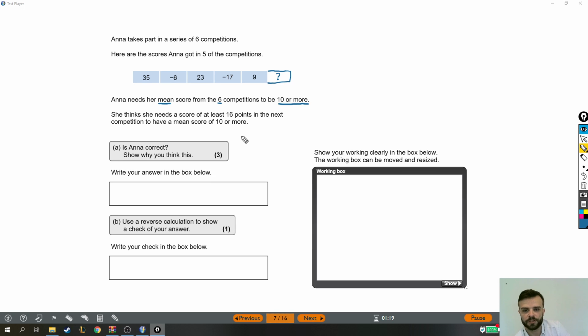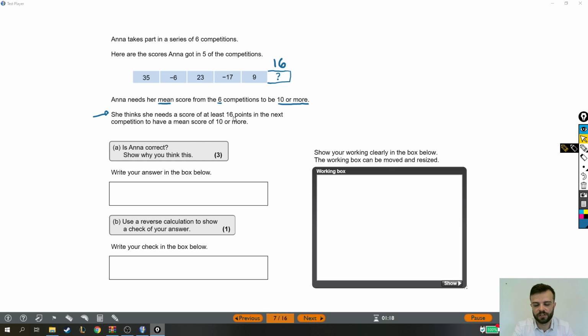Now, there are different ways we could do this. We could do the reverse mean to work out exactly what that number should be, so that her mean score is 10, and then if it's a decimal we can round it up so that she's scoring 10 or more. But since we have what Anna thinks, we could just work out the mean with her guess of 16 points, and then work it out from there. So let's try it that way, because that perhaps makes more sense.